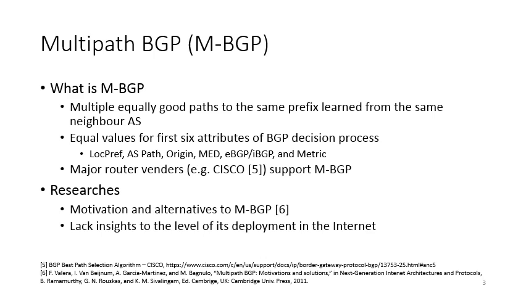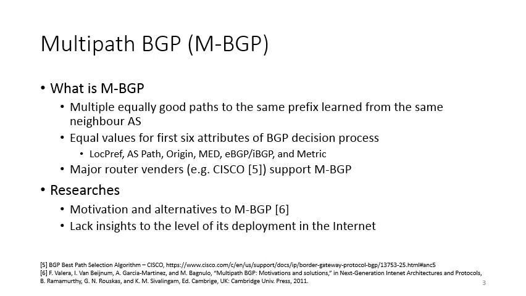Our paper studies the multipath BGP deployment. At first, we need to know what is multipath BGP. Multipath BGP is a technique that allows a router to learn and install multiple equally good paths to the same prefix from the same neighbor AS. These multiple equally good paths have equal values for the first 6 attributes of the BGP decision process. So far, some major router vendors have supported multipath BGP in their routers.